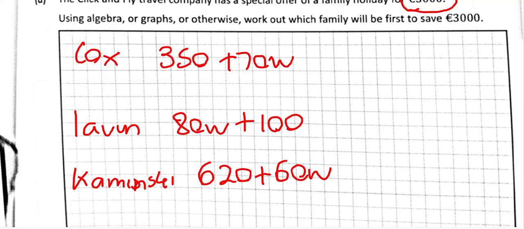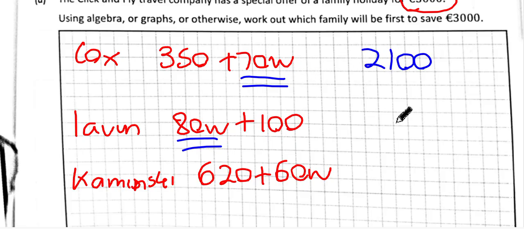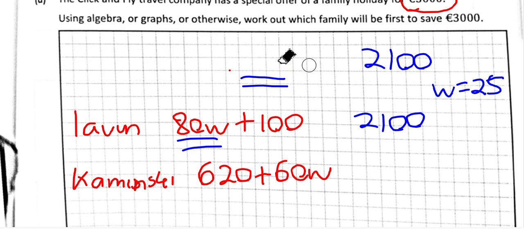Who do you think it is, Cox or Lavin? Cox has 70W, but Lavin has 80W. Lavin is saving €80 a week, while Cox is only saving 70. So they were both on 2,100 after 25 weeks. I think it's a clear winner that Lavin's going to win that battle because it's saving 80 a week while Cox is only saving 70. So I am therefore taking Cox out of the race.